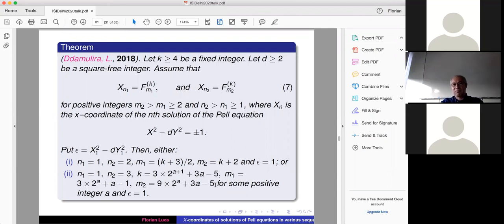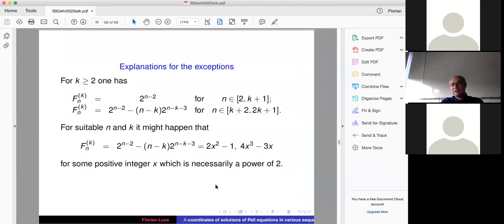You may wonder, how did we find them? Well, it turns out, in general, those numbers that grow very fast, like x coordinates of Pell equations and k-Fibonacci numbers, they don't meet unless there is an algebraic reason for them to meet.